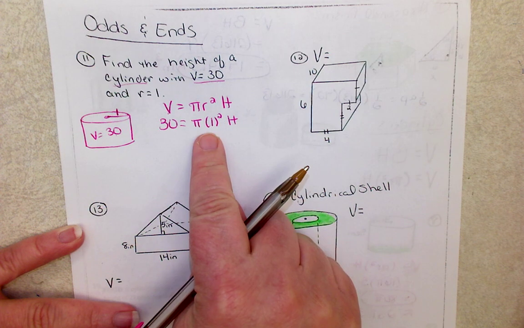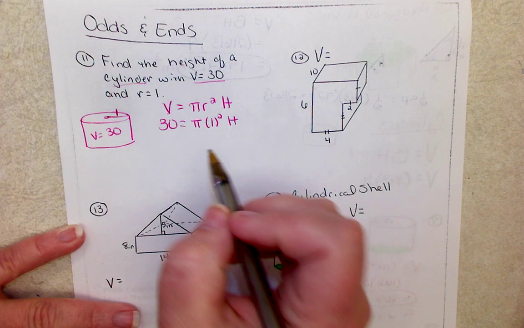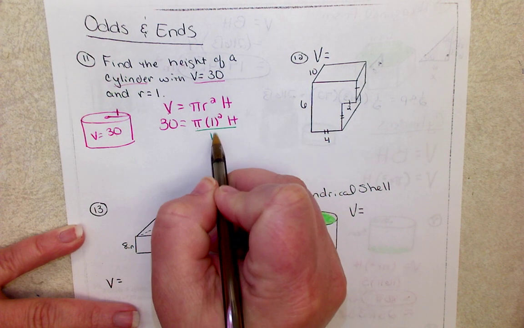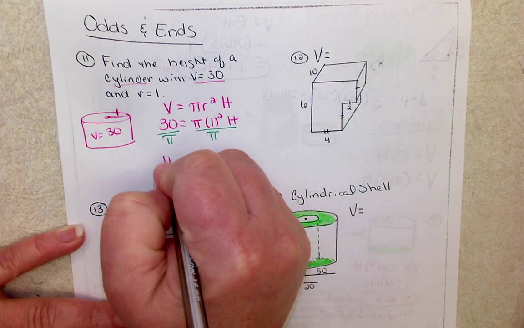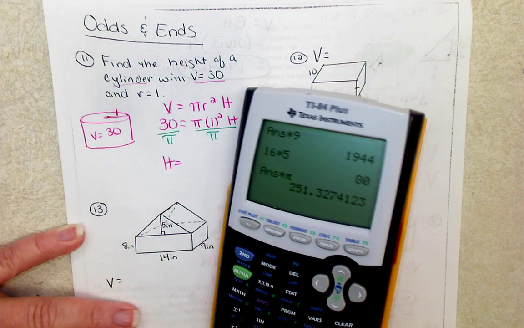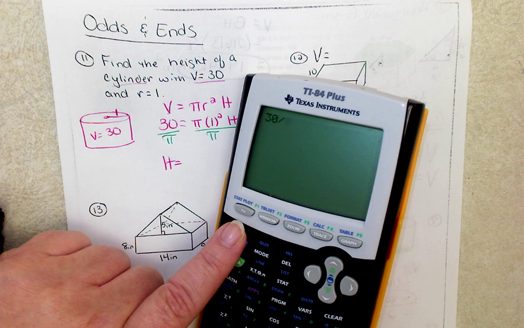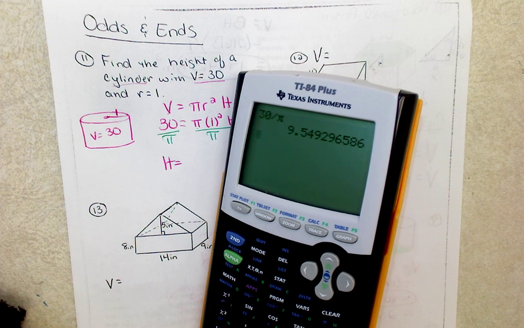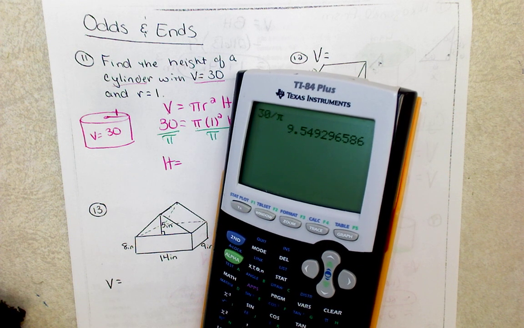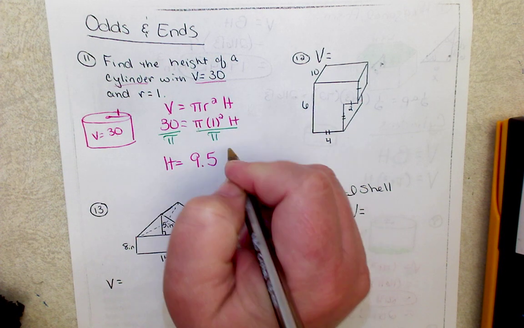Well, 1 squared is still 1, and so we end up with just 1 pi, and the opposite of multiplying by pi is dividing. And so here our height is equal to 30 divided by pi. Rounding to 1 decimal, we get 9.5. So your height here is approximately 9.5.